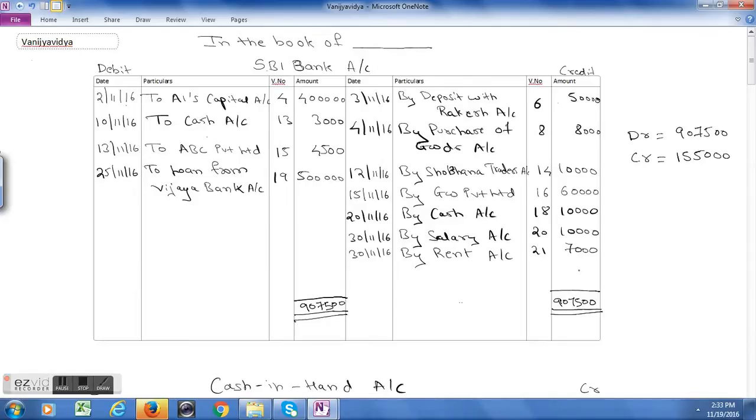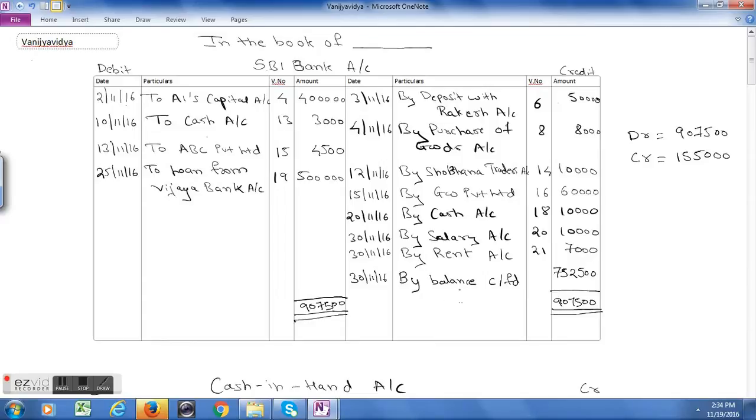On the credit side we will be writing, as of 30th November 2016, by balance carried forward, which is 9,07,500 minus 1,55,000, which comes to 7,52,500. So on 30/11/2016, by balance carried forward.